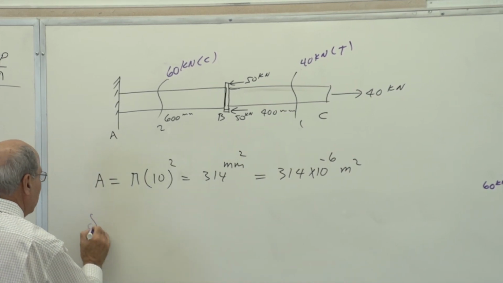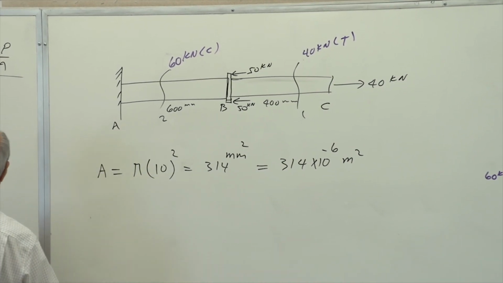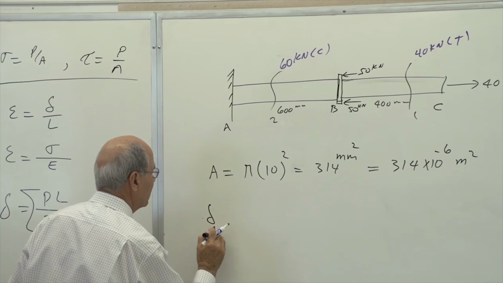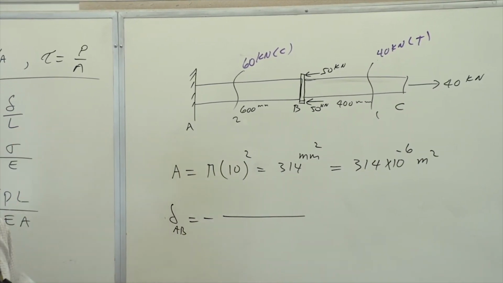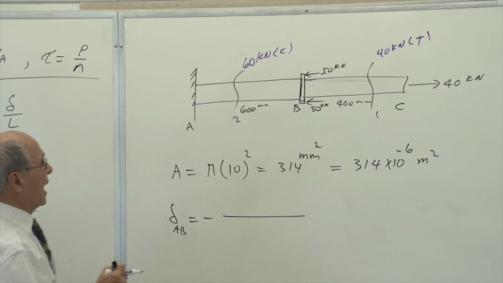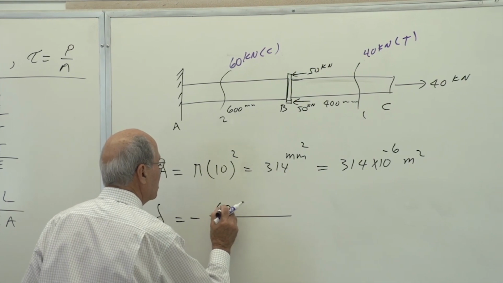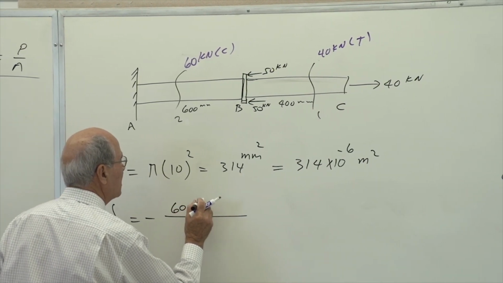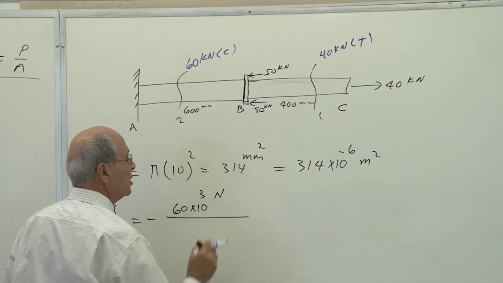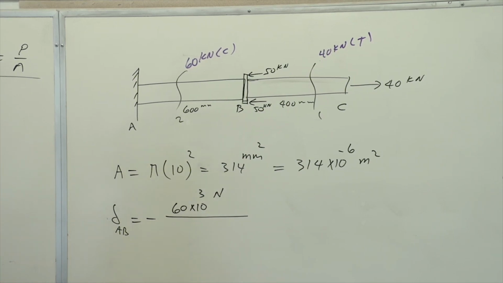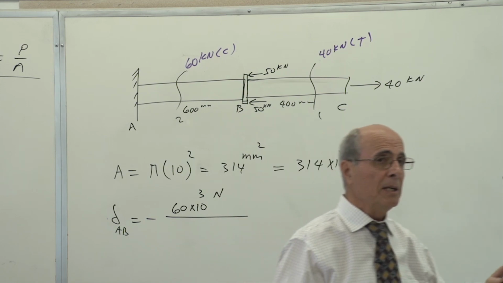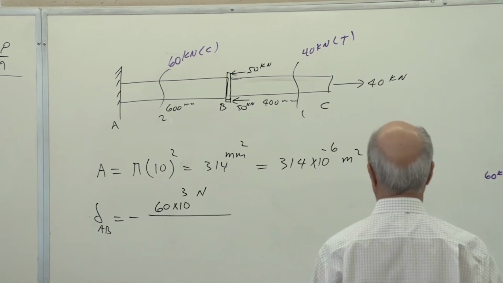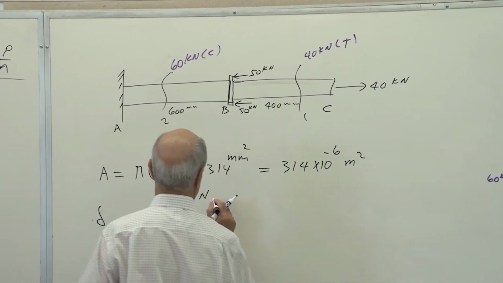Now calculate delta. Now here we want delta. Delta is the amount of deformation of the rod AB. First of all, it is negative. Why is it negative? Because it is in compression format. And the force here is 60 kilonewton, or 60 times 10 to the power of 3 Newton. Yes or no? Correct? Everything should be Pascal. Pascal is Newton per meter square. So please be consistent in that one.